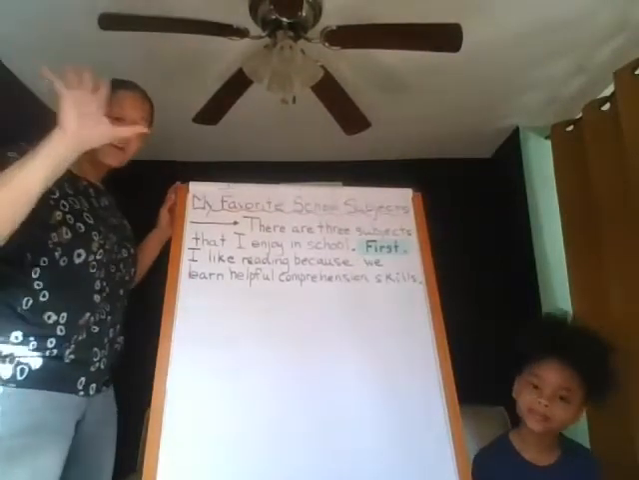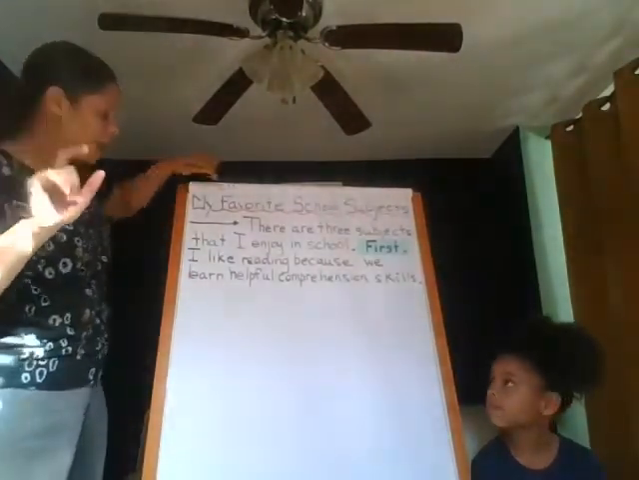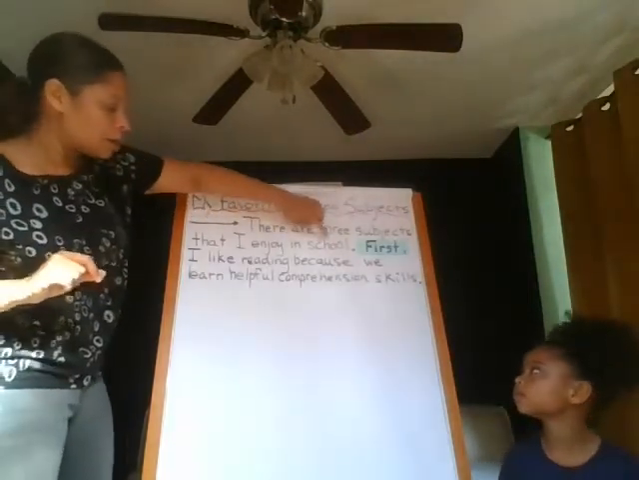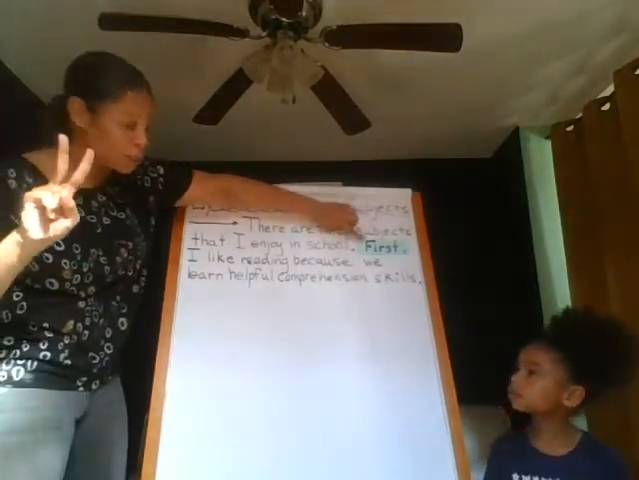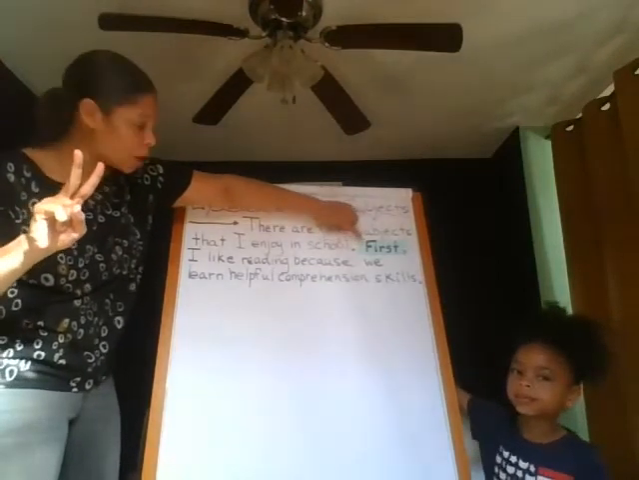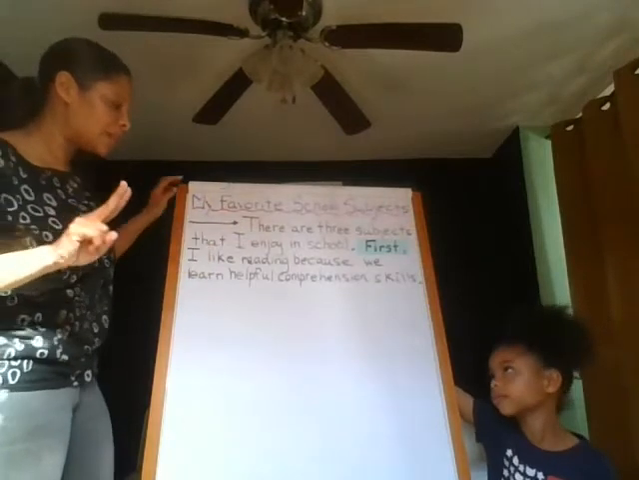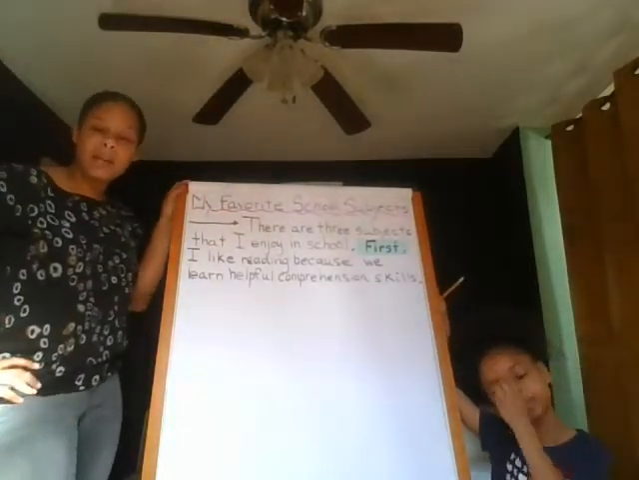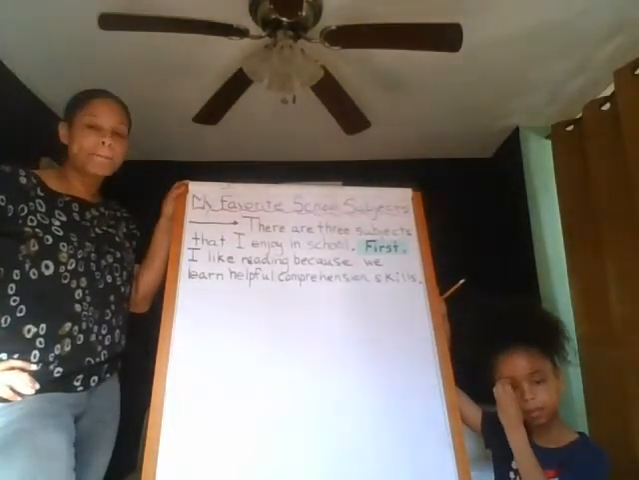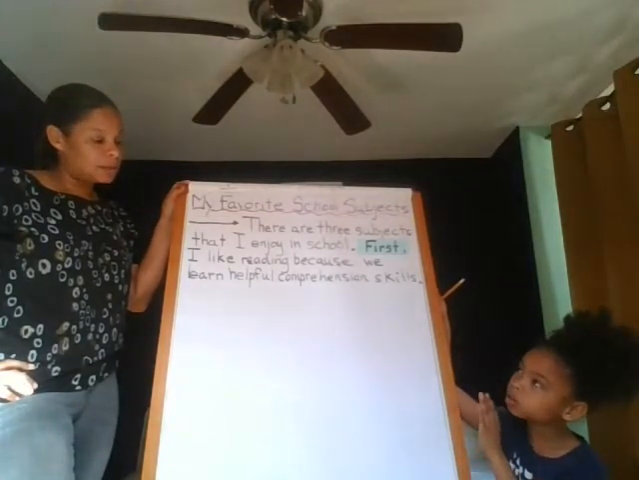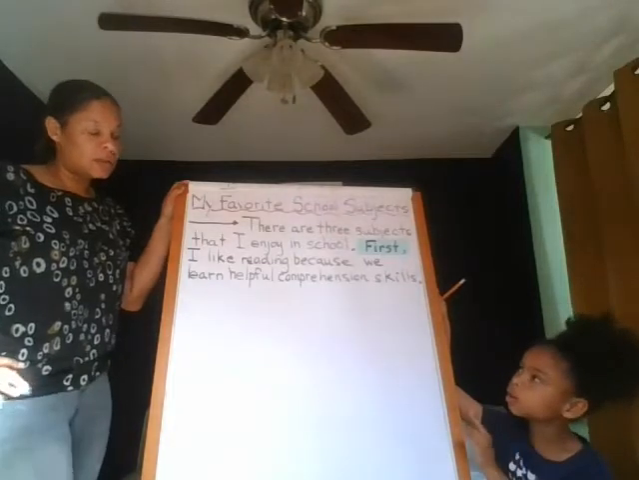So I told you that our paragraph is going to have 5 sentences. So far we have our topic sentence. There are 3 subjects I enjoy in school. We have the first supporting detail, first, with our transition word. First, I like reading because we learn helpful comprehension skills. Now we're on to sentence number 3. So what is sentence number 3 going to be? It is going to be supporting detail sentence number 2.